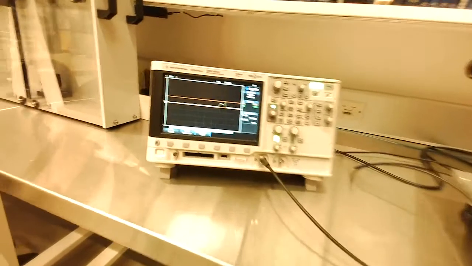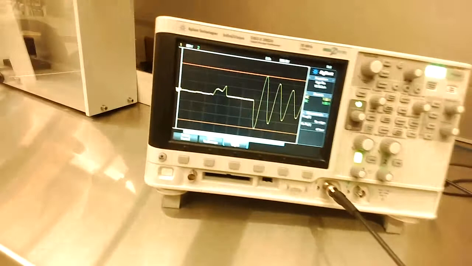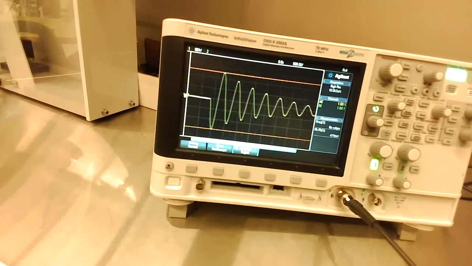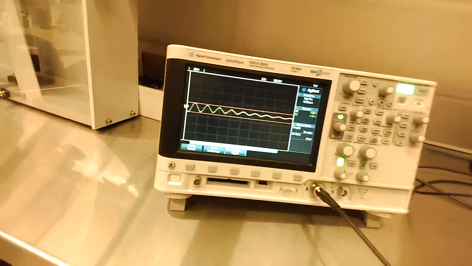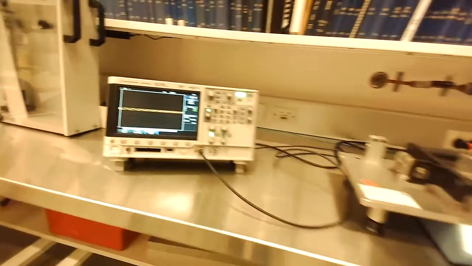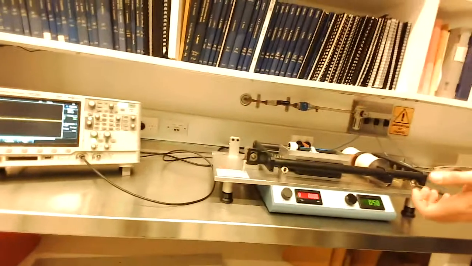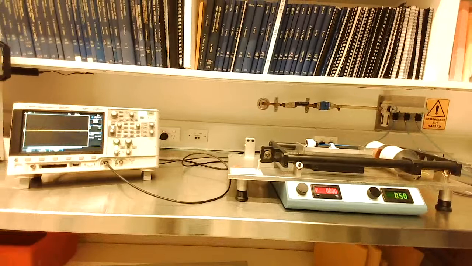I'm going to do this again. Yep. And if we take two consecutive peaks of this plot, we can calculate the logarithmic decrement, and through that we can also calculate our damping ratio.